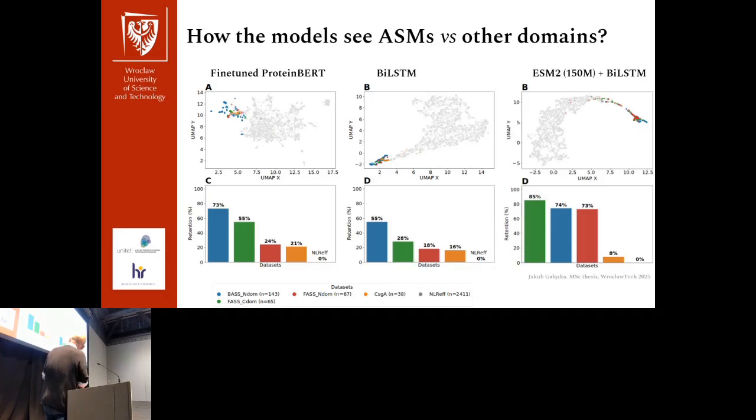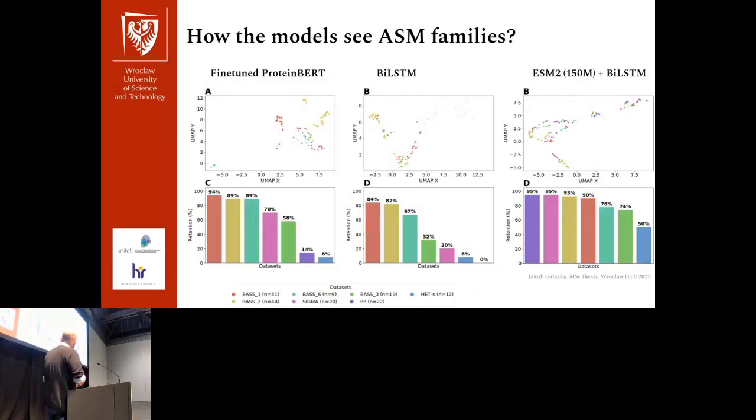We can also see that Proteome-BERT was quite good in generalizing from bacterial effector sequences to bacterial receptor sequences, and from bacterial effector sequences to fungal effector sequences, but was quite bad with fungal receptor sequences, the most different ones. And here the detection rate was similar to non-signaling amyloids. And this was ameliorated with ESM2 BLSTM.